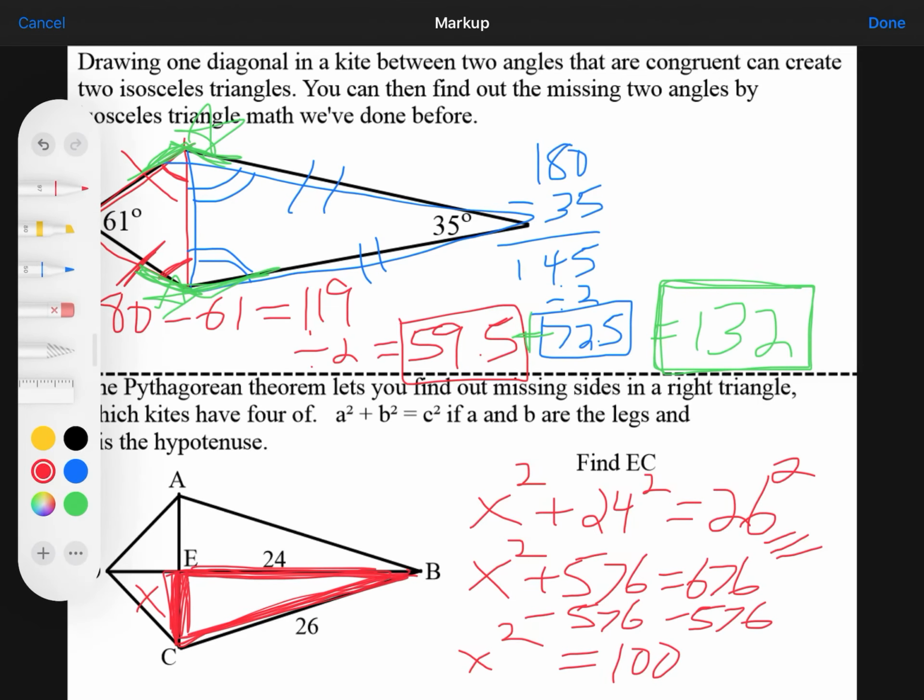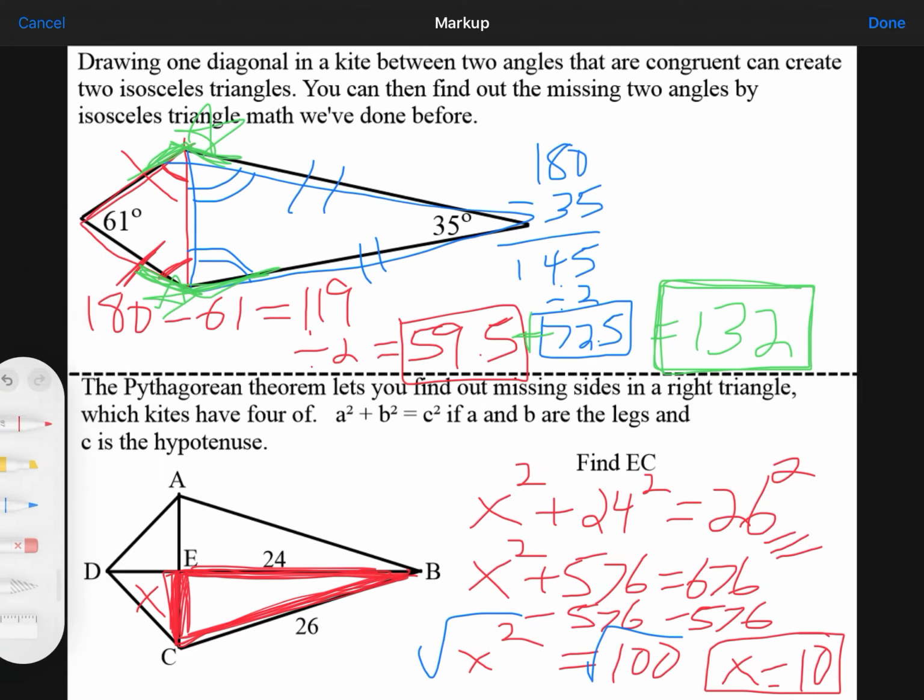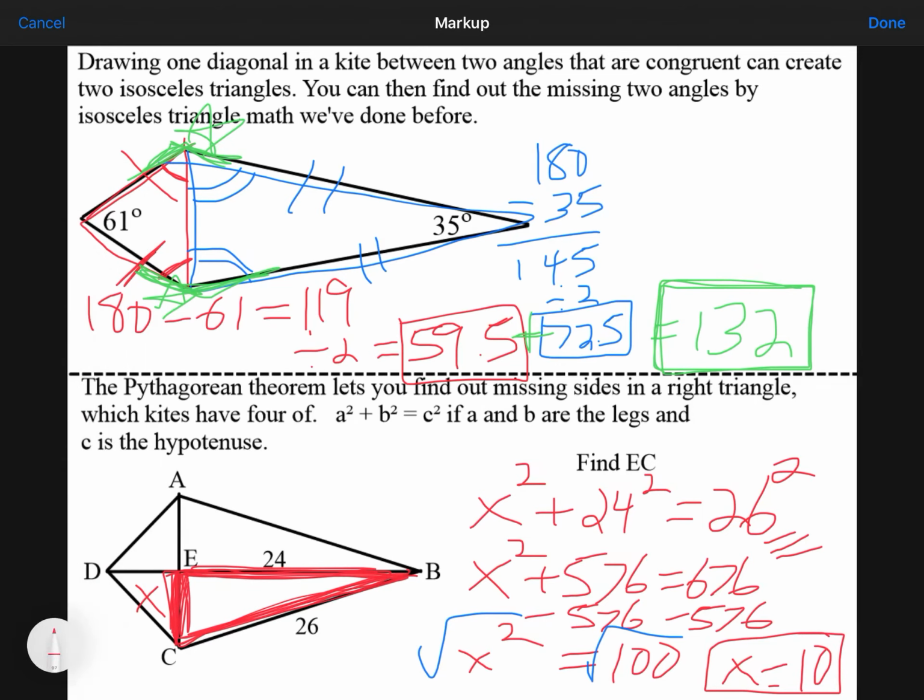And then once you get to x squared equals a number, take the square root. Careful, not 50. The square root of 100 is 10. It's actually plus or minus 10 when you take the square root. But since you can't have a negative in a geometry picture, we just take our answer as positive 10.